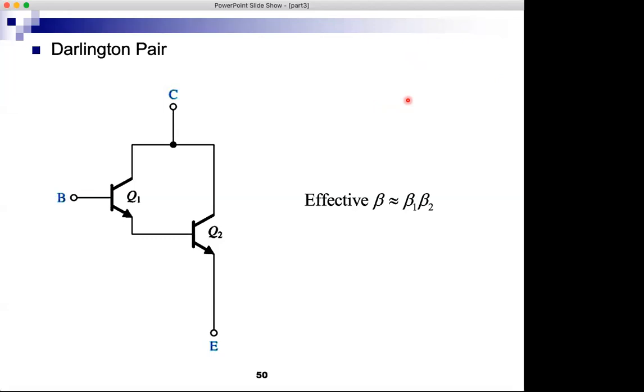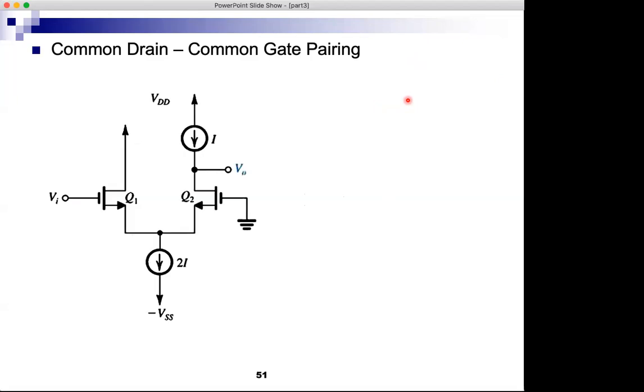Okay, next configuration is the common drain, common gate. So a combination of common drain and common gate. And if you look at the circuit, how can you justify that this is common drain, common gate?